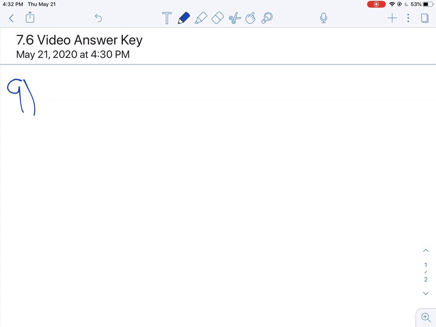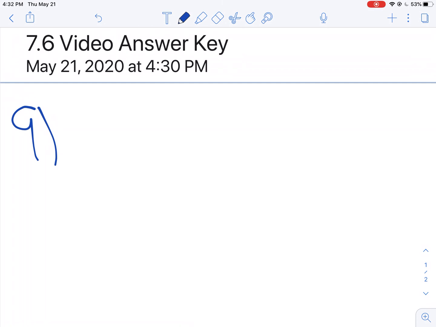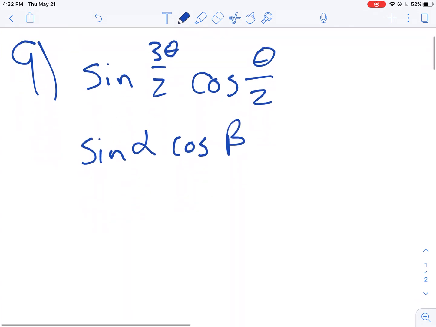First one I'm going to look at is number 9 because we do have something a little bit more complicated here with the fraction. So I've got the sine of 3 theta over 2 times the cosine of theta over 2. So again, this is the same thing as the sine of alpha times the cosine of beta, which means that I just plug it into the sum to product formula when we have the sine of alpha times the cosine of beta.